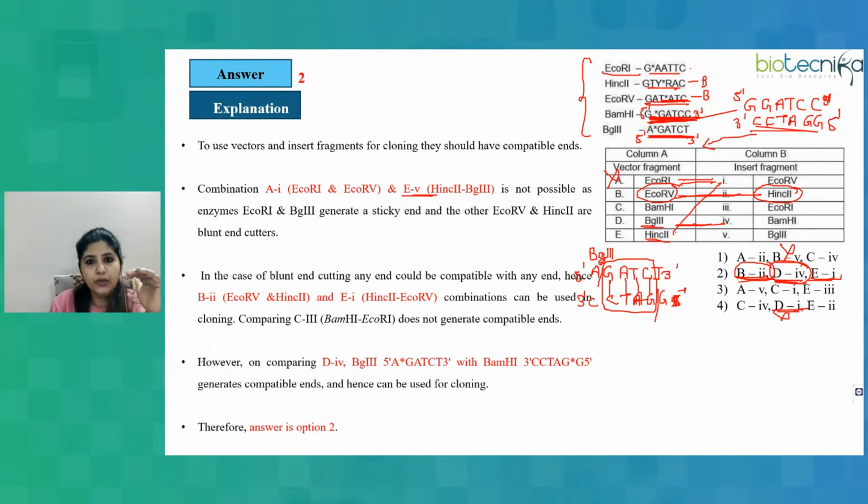Now, obviously, we know that if the 5' to 3' of one sequence can bind with the 3' to 5' of another, they need complementarity. So I am considering the BglII 5' to 3' strand and comparing it with the BamHI 3' to 5' strand. I have written it here: G pairs with C, A pairs with T, T pairs with A, C pairs with G. So they have complementarity, and this combination is possible if you perform the digestion of insert and vector using these two enzymes. Clear to you, Sarita?